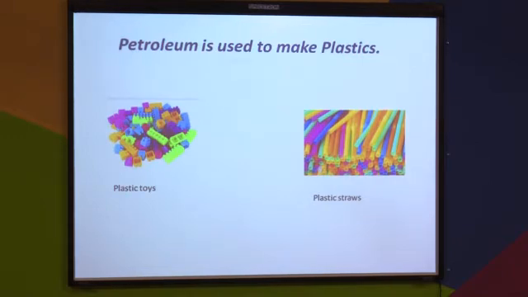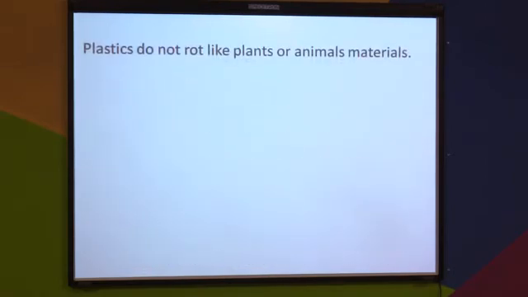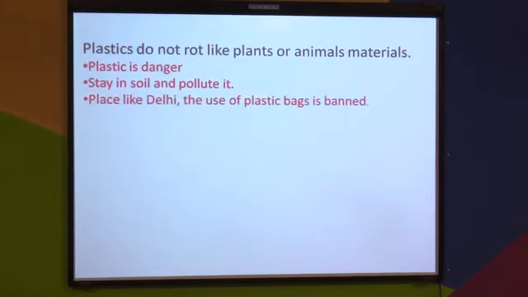Now, plastic does not rot like plant or animal materials. So that is why plastic is very dangerous. When we throw the plastic after using, it stays in the soil. It stays in the soil as it is. That's why because of the plastic our soil can pollute. So that is why plastic is dangerous.